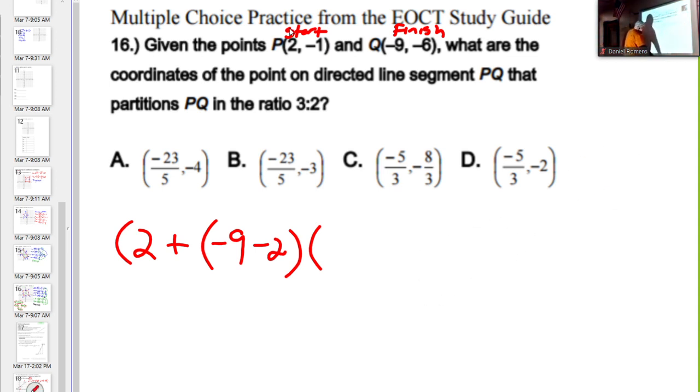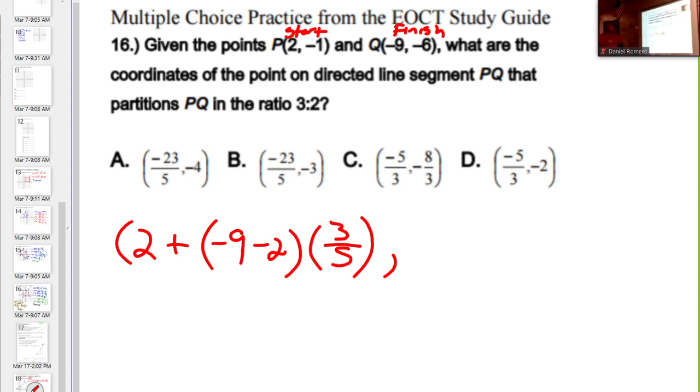So the number that goes on top is the 3. I need 3 sections to have gone before, but then the number that goes on the bottom is the total. How many sections are in total? 5. Meaning, where would I be when I am 3/5 done with the race? When I have done 3 out of 5 sections, where would I be? That's what that fraction means. Now let's start with the y's.